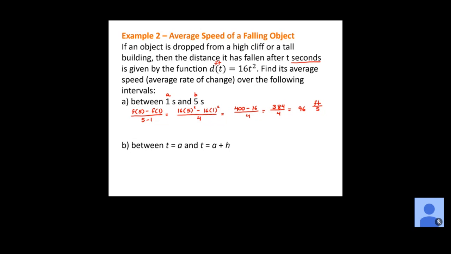All right, now part B. This time t equals a, and our second t value is going to be a plus h. So what are we going to start with for our formula for average rate of change then?